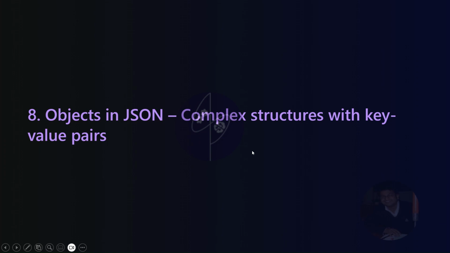Welcome back. In this session, we will look into complex structures within JSON, which is represented as an object. So let's start. In JSON, objects are written within curly braces and are composed of key-value pairs.